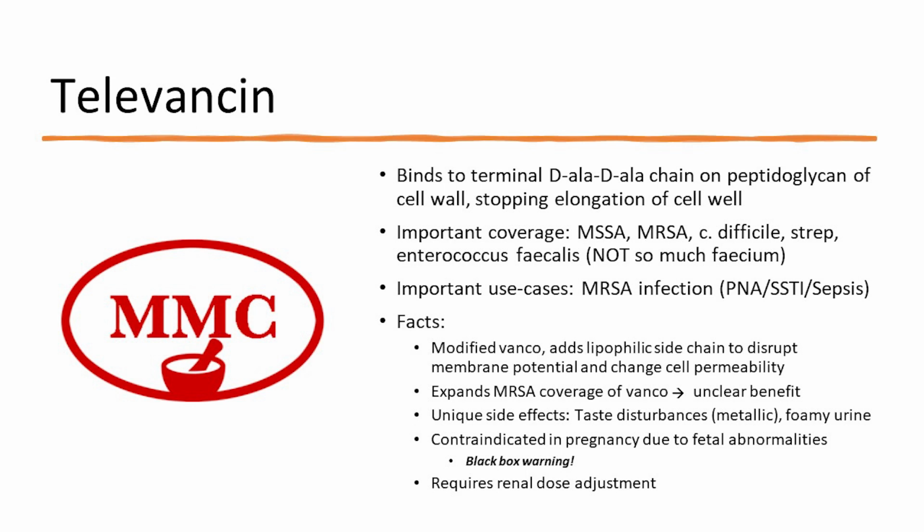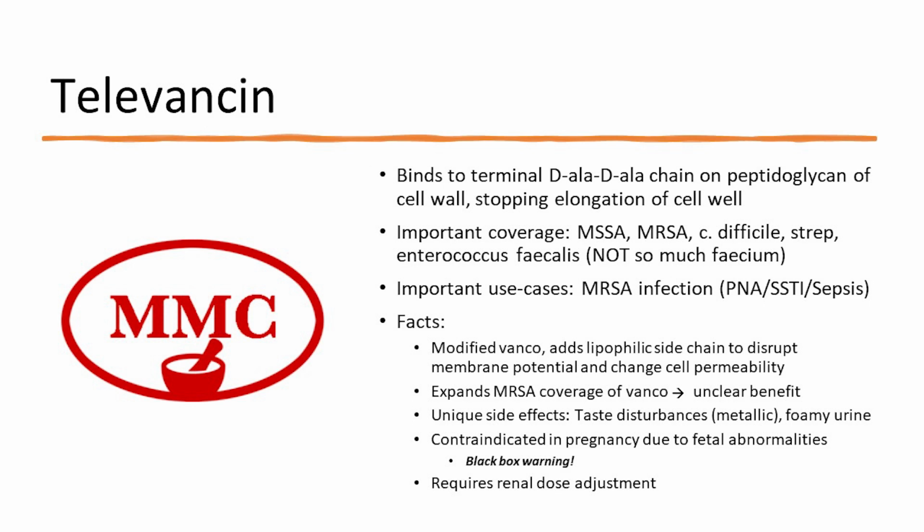Next up is telavancin. It has the exact same mechanism of action as vancomycin. It does have the exact same coverage as vancomycin, but they have boosted the MRSA coverage to exceed what vancomycin already was. So they essentially engineered a new vancomycin that can hit infections much harder, even some that would be more resistant to vancomycin. So it's a modified vanco molecule, and it adds a lipophilic side chain to disrupt the membrane potential, and that alters cell permeability. So if you alter permeability, your immune system can get in there and start killing bacteria much better. So it expands on the MRSA coverage of vanco. Benefits are not really weighed.